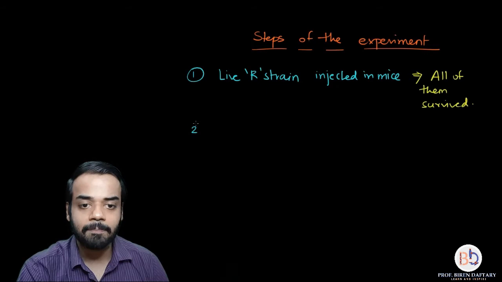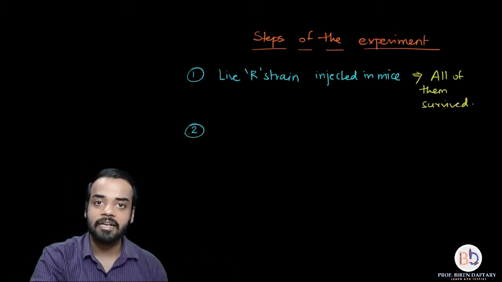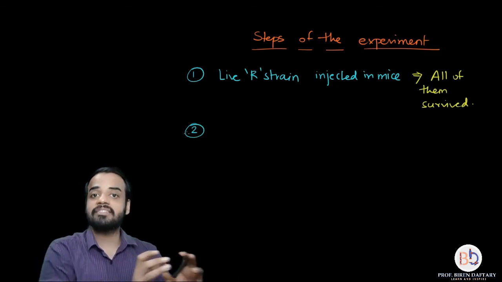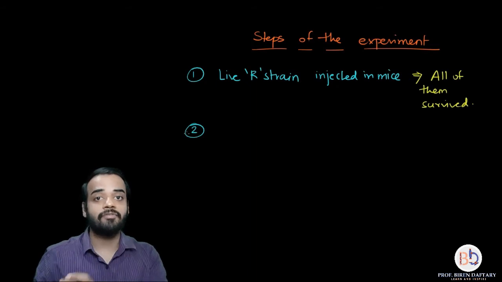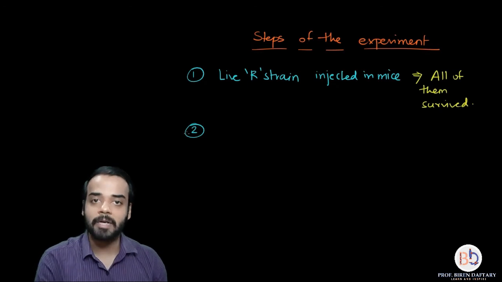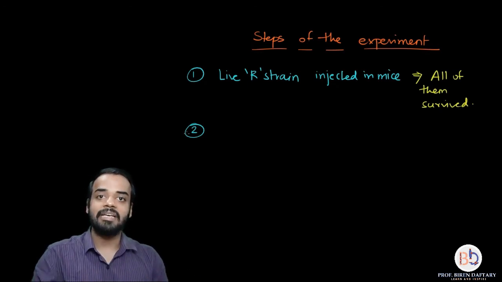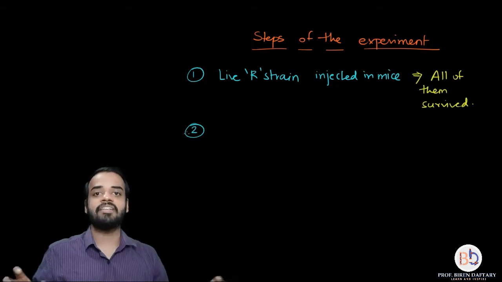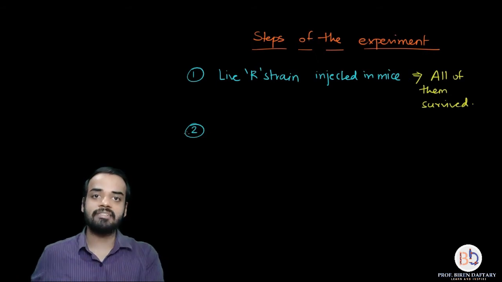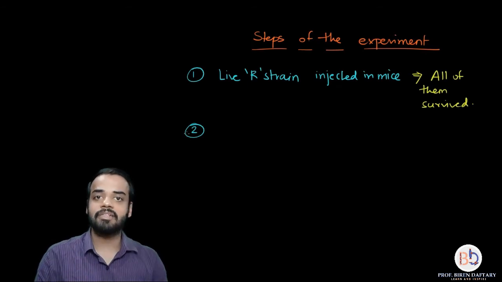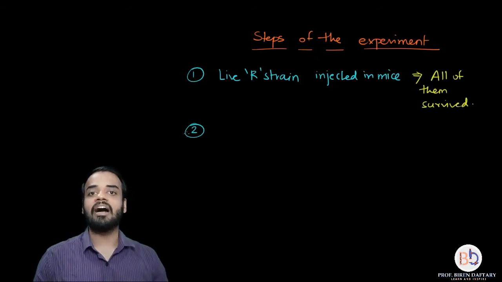Now coming to the second step. In the second step, instead of the live R strain, Griffith took the live S strain, and he took another set of mice, not the mice he had used in the first step. Even if he took the mice used in the first step, it would not make any difference. But please remember, for all these steps he is taking a different set of fresh mice. So just imagine he has 16 mice. Out of them, 4 he takes for the first step, the next 4 for another step, then 4 for the third step, and the last 4 for the last step. Is this clear? So none of the mice are being repeated.